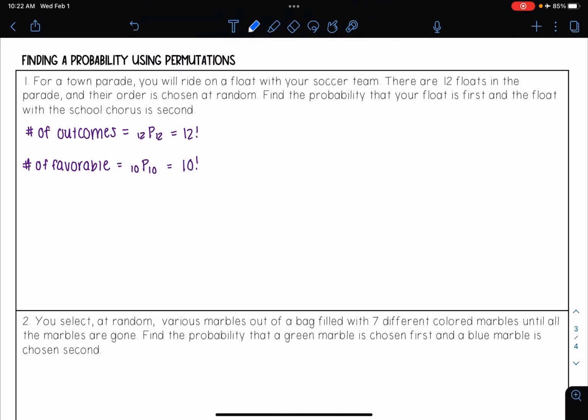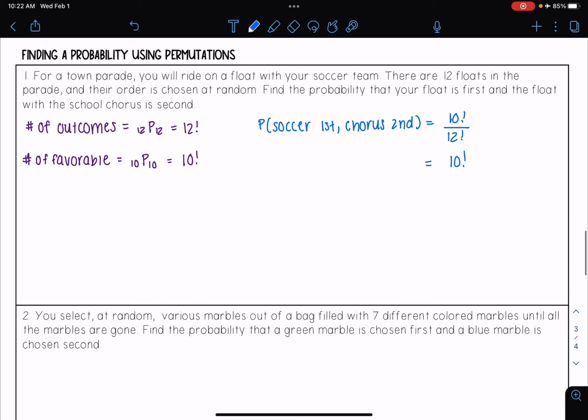So that means that the probability of soccer team first, chorus second, is equal to 10 factorial divided by 12 factorial, which is equal to 10 factorial over 12 times 11 times 10 factorial. And I see that my 10 factorials cancel, so I'm left with 1 over 132. And when I divide 1 by 132, I get approximately 0.008. It's a pretty low chance.